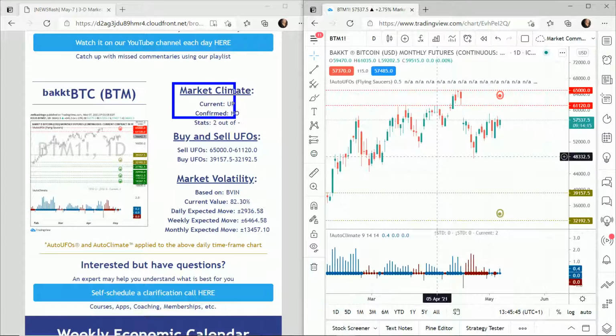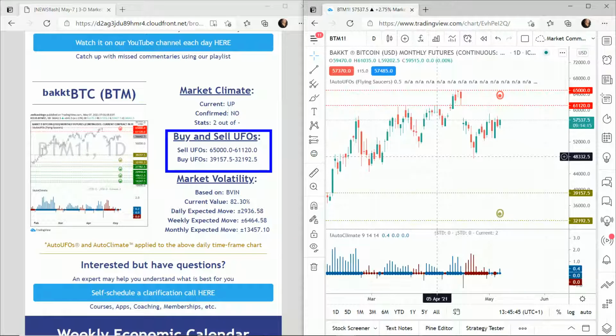Now with Bitcoin, we actually don't have a confirmed climate. It's a thin dot. Doesn't matter that it's blue, doesn't matter that it says up. What matters is that it's a thin dot and it's unconfirmed, meaning we don't have enough probabilities on this time frame on this market to trade. So change time frame, change market. No need to trade something that doesn't have probability.